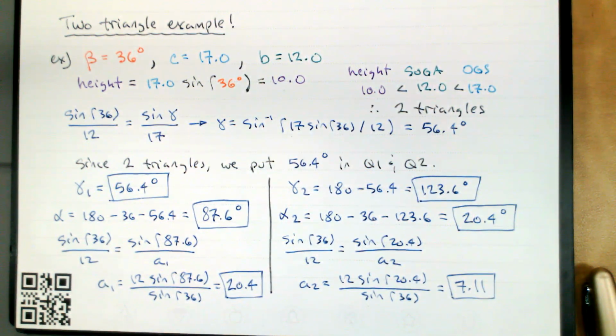That's how you deal with the two triangles case. That first angle that you find, just put it in the two quadrants, the first and second quadrant. That's the strategy. In the two triangles case, put that angle in the first and second quadrants, and solve both of those triangles.